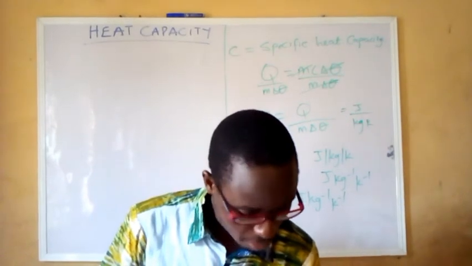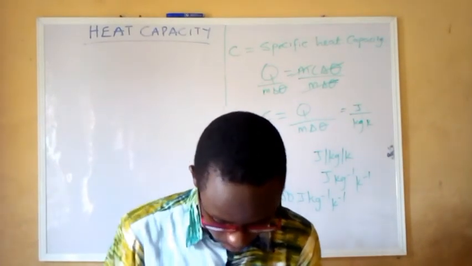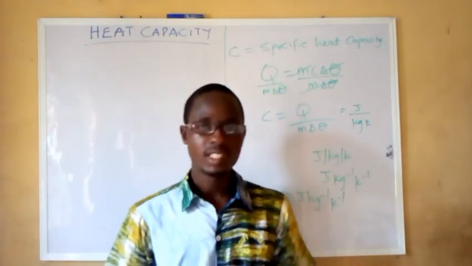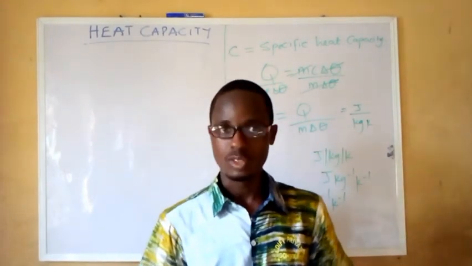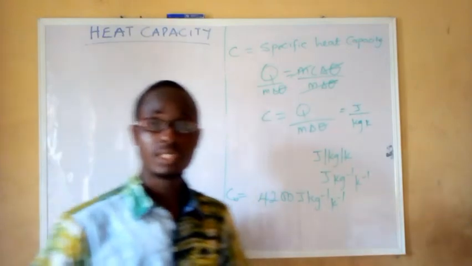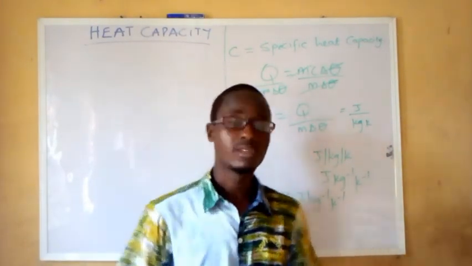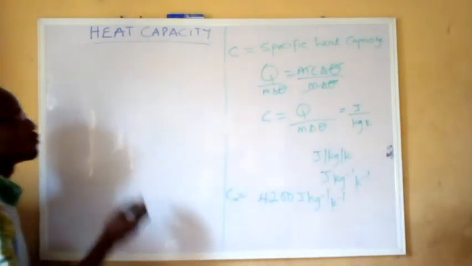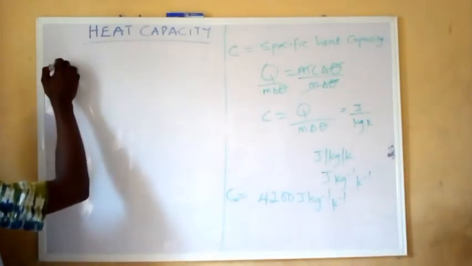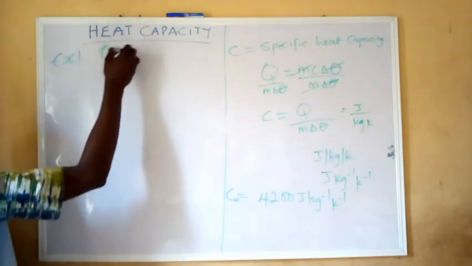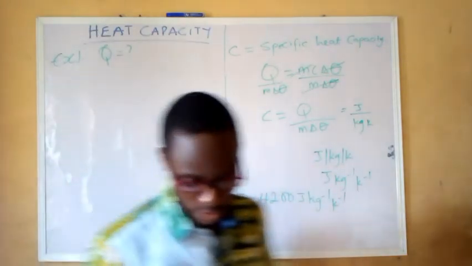Okay, let's try simpler ones. Firstly, the question says, what is the quantity of heat? From that question, I like catching it young. Catching my question young from the beginning, I pick out my parameters. What is the quantity of heat? It shows we are looking for quantity of heat.